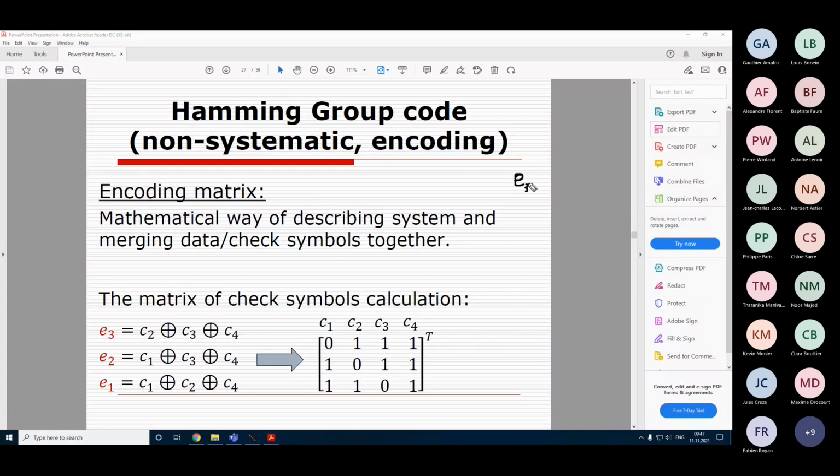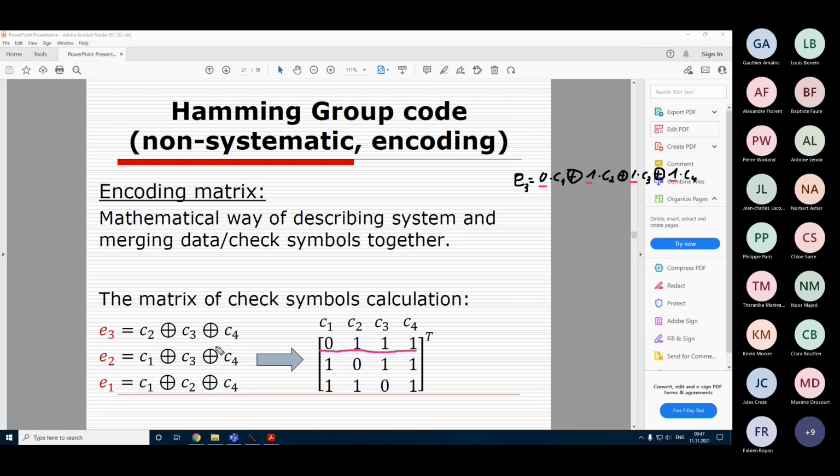So the full form for the E3 equation would be 0 multiplied with C1 plus 1 multiplied with C2 plus 1 multiplied with C3 plus 1 multiplied with C4. This way, you can actually see this entire matrix row completely here. So 0, 1, 1, 1.